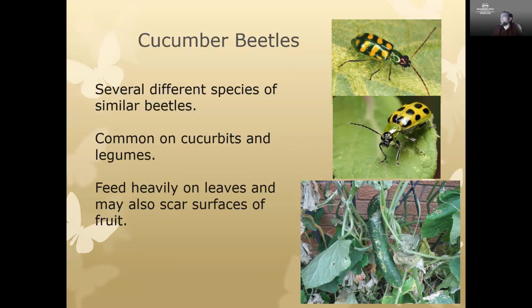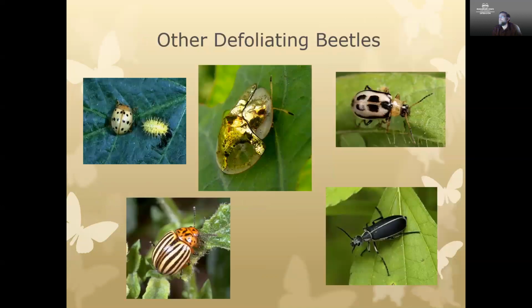Managing cucumber beetles is very similar to flea beetles. Those same insecticides can be effective in management. So Sevin or Carbaryl, bifenthrin or Ortho Bug Begone, very effective in management of cucumber beetles. And permethrin type insecticides are also going to work fairly well for these.